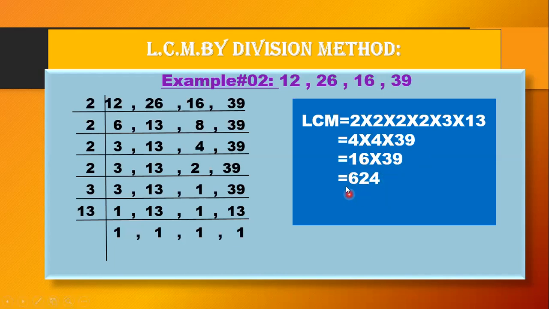So actually the LCM of 12, 26, 16 and 39 is 624. So students, that is all for today's lecture, and I'm sure everything is well understood.